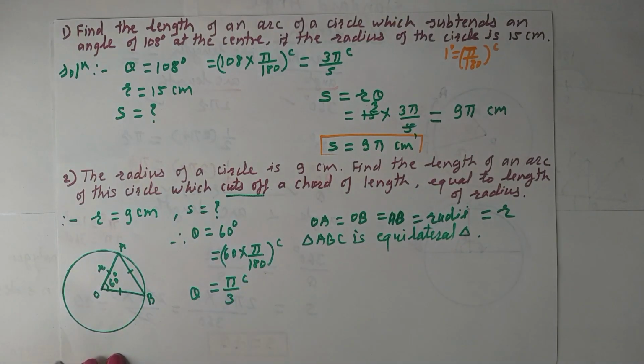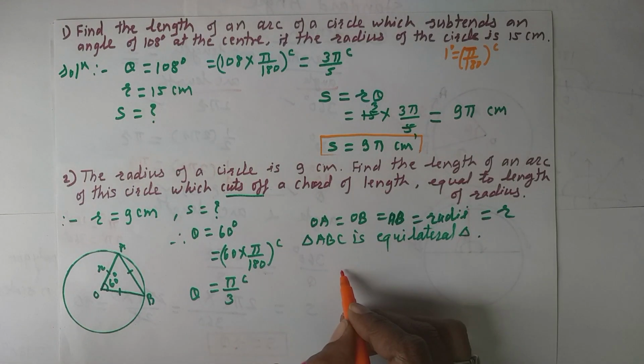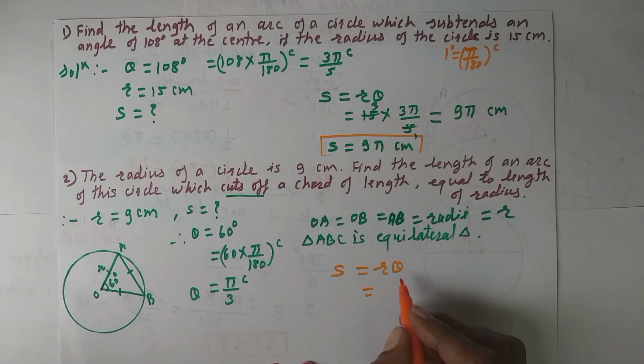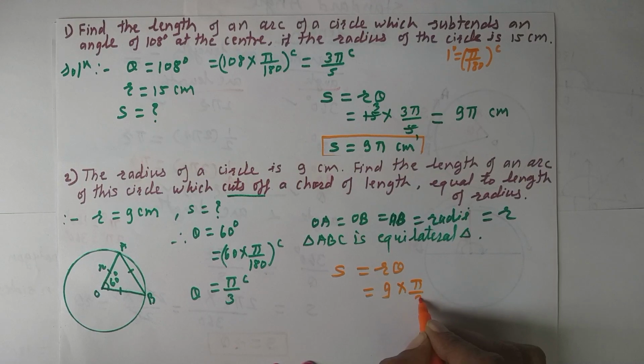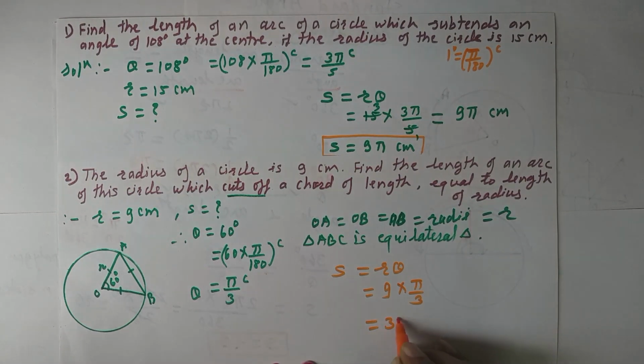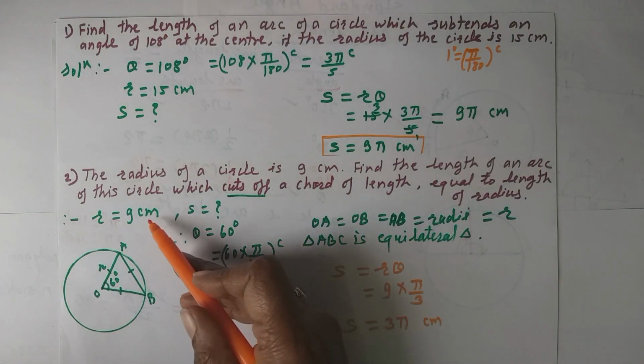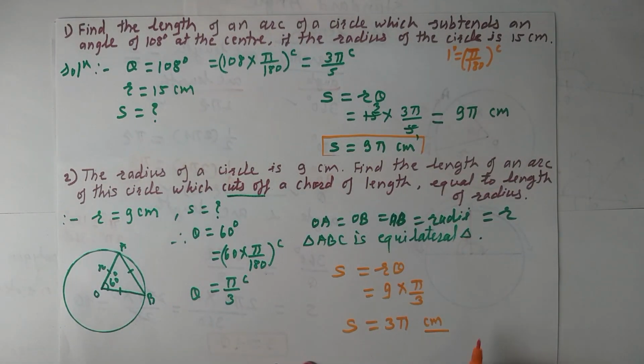In this way, I have got theta is equal to pi by 3. Then what will be the formula for arc length? Arc length will be S is equal to R theta. Now keep the value of R, that is 9. Theta is pi by 3, and after simplification I will get 3 pi. Arc length is equal to 3 pi, and as radius is in centimeter, this will be in centimeter. You always remember that you have to put the unit here. In this way, I have got arc length is equal to 3 pi centimeter.